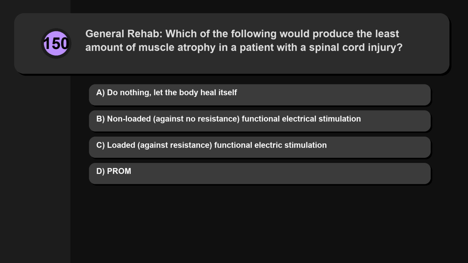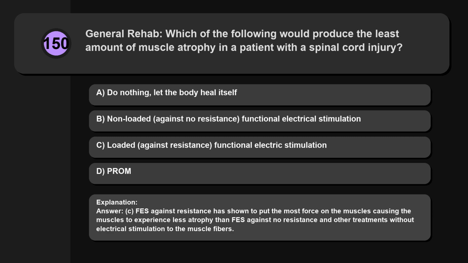Question 150. General rehab. Which of the following would produce the least amount of muscle atrophy in a patient with a spinal cord injury? Option A, do nothing, let the body heal itself. Option B, non-loaded, against no resistance, functional electrical stimulation. Option C, loaded, against resistance, functional electric stimulation. Option D, PROM. The correct answer is option Nan. Answer: C. FES against resistance has shown to put the most force on the muscles, causing the muscles to experience less atrophy than FES against no resistance and other treatments without electrical stimulation to the muscle fibers.